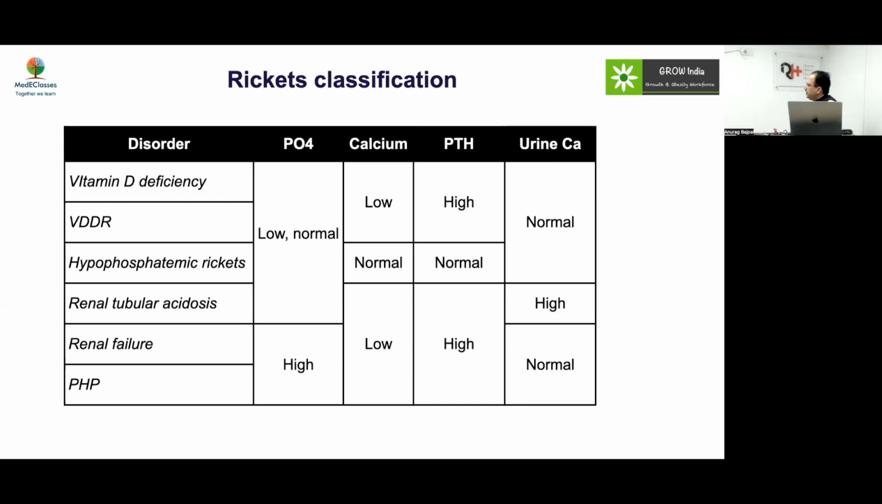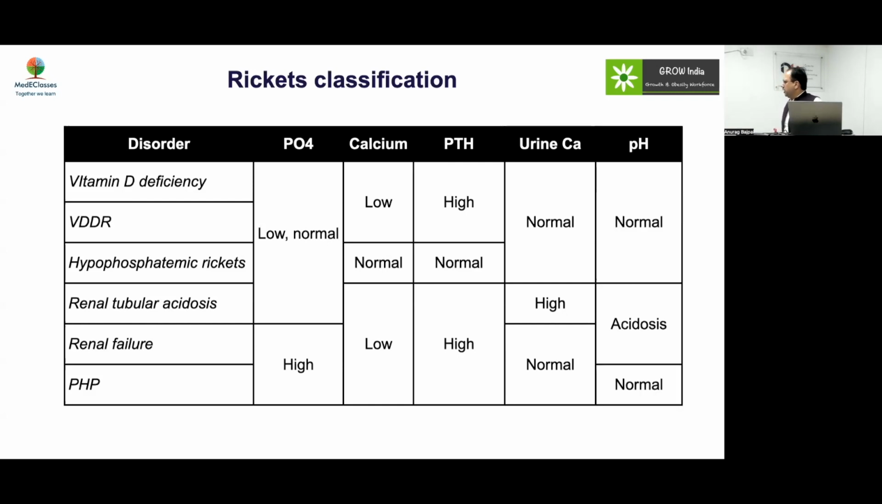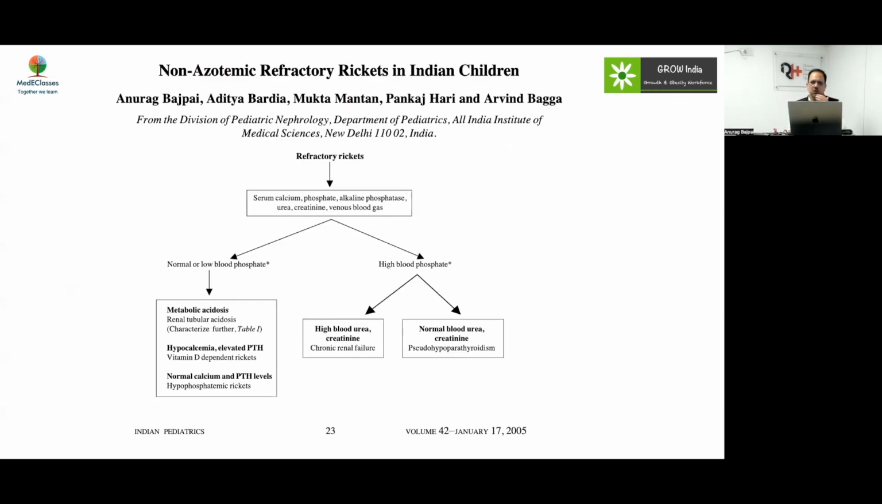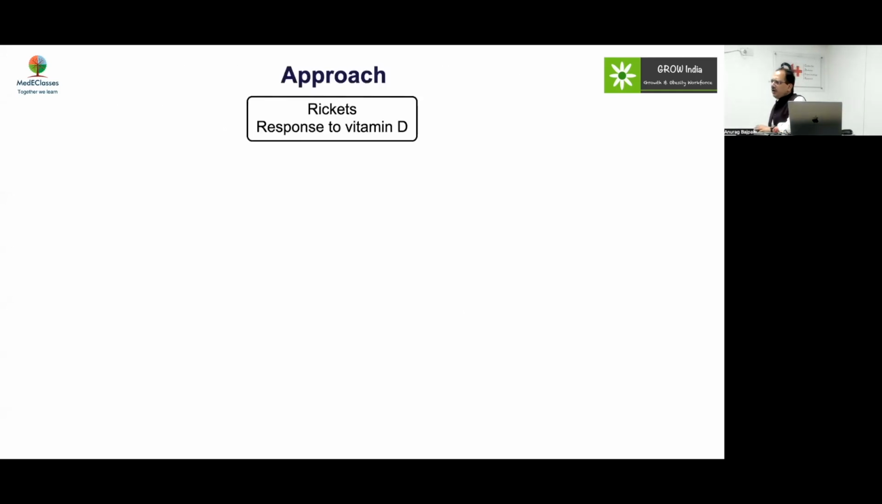And of course, urinary calcium, if it's high, it's more like renal tubular acidosis, and acidosis will also give you a picture. So the most important thing is phosphorus, second is PTH, and then of course, ALP and urinary calcium will give you a clue. Back around 17, 18 years ago, we gave an algorithm at that time based upon our results. Results are pretty similar. So this is our current algorithm.